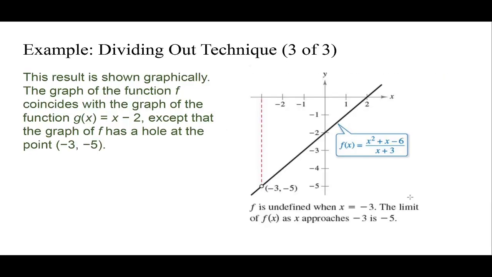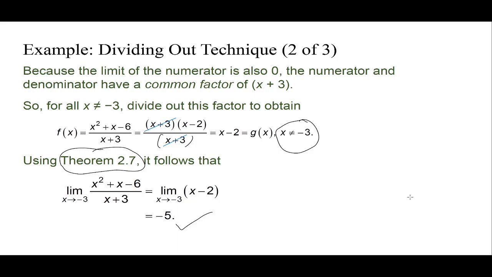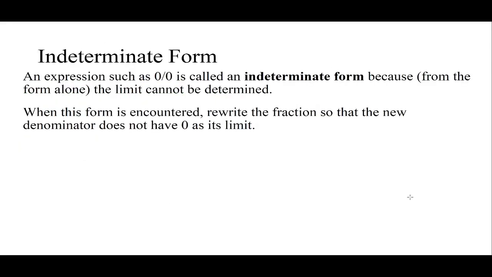In the previous example, when you try to find the limit on the top, which is 0, and the limit on the bottom, which is 0, this type of form has a special name called indeterminate form. An expression such as 0 over 0, which we just discussed, is called an indeterminate form because the limit cannot be determined. Whenever you see this type of form, always rewrite the fraction so that the new denominator does not have 0 as its limit. So whenever you have an indeterminate form, try to simplify it, and then we can find the limit.